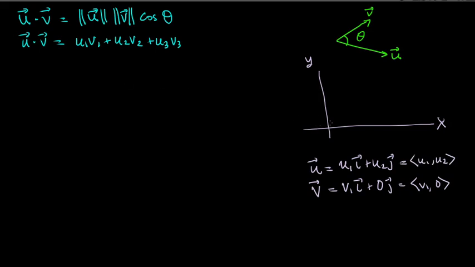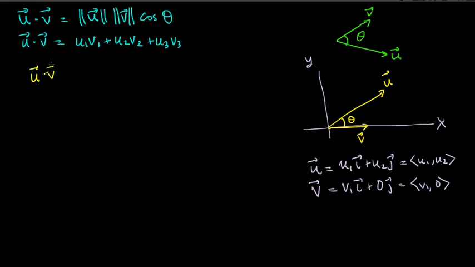Right, so let's draw those two vectors. So this could be vector u, but then vector v has a 0 y component, so it just might be this vector here, pointing along the x-axis. And then theta would be this angle here. Okay, so let's take the dot product of those.